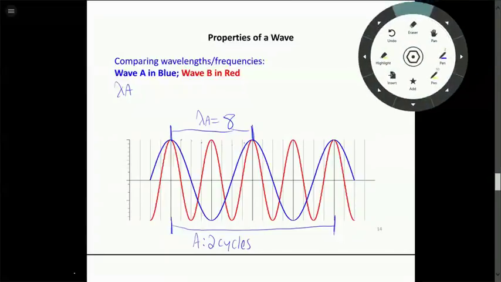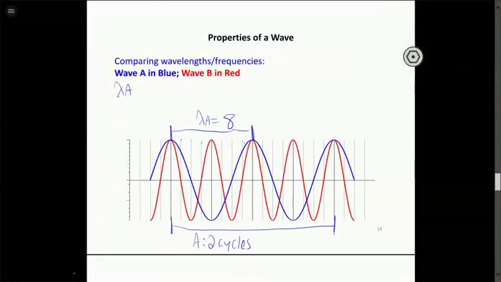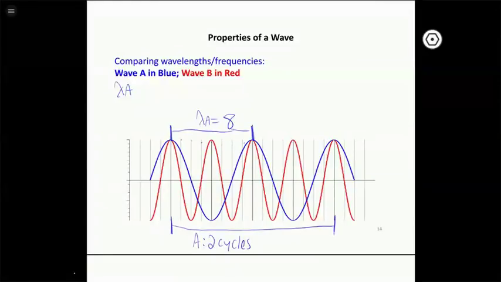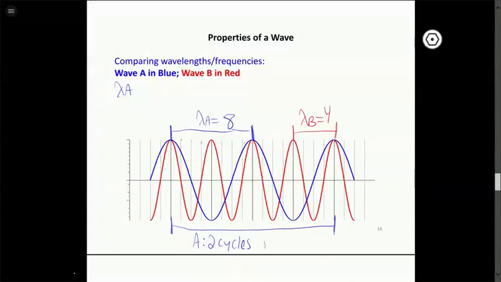Let's compare that to the second wave B, the red one. If we measure the wavelength for B, we count the number of divisions between those two crests. There's 4 in this case. So the wavelength for B is 4 on whatever scale this is. And then if we count the number of cycles for B, we start again at a crest up here. We go through 1, 2, 3, 4 cycles in whatever unit of time that axis represents.